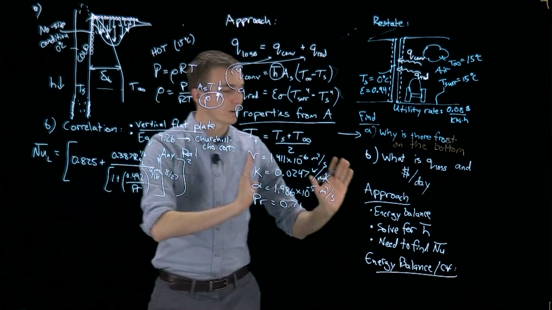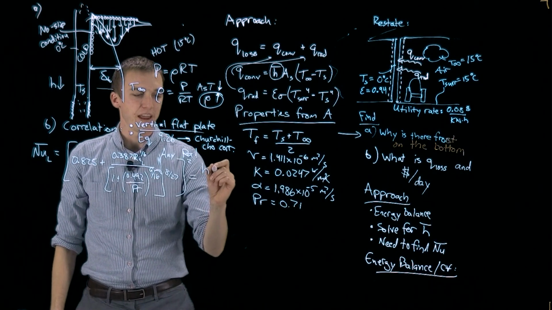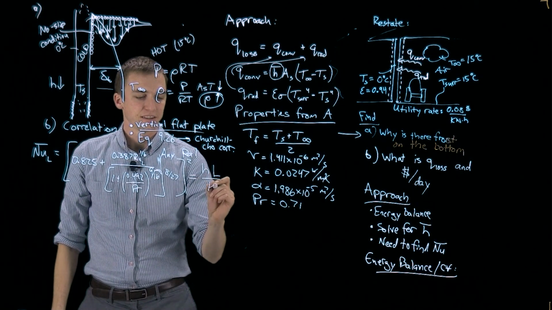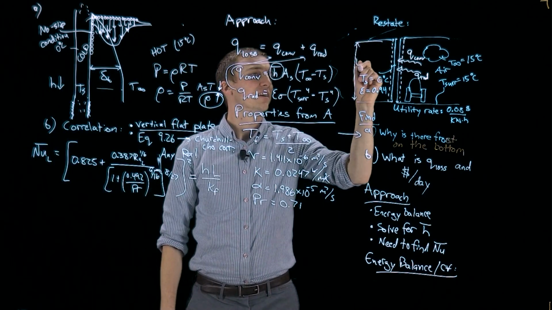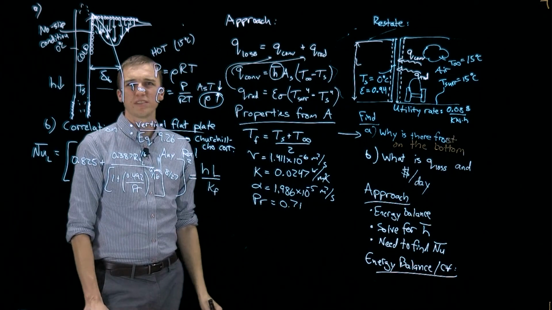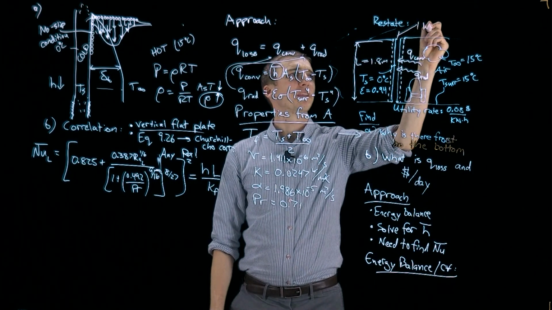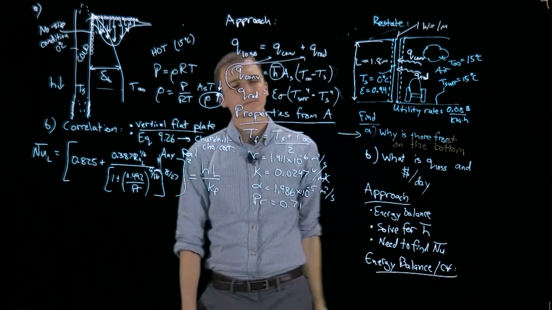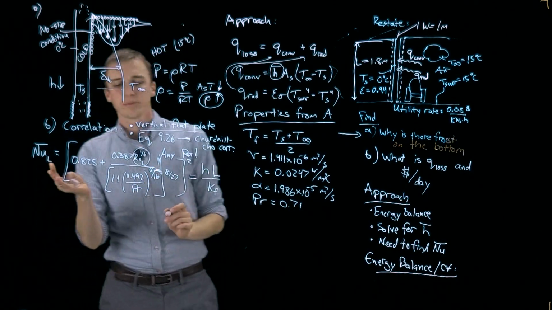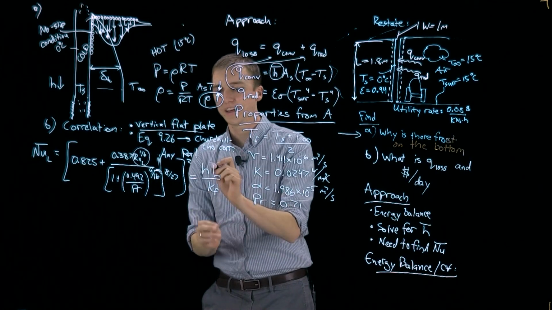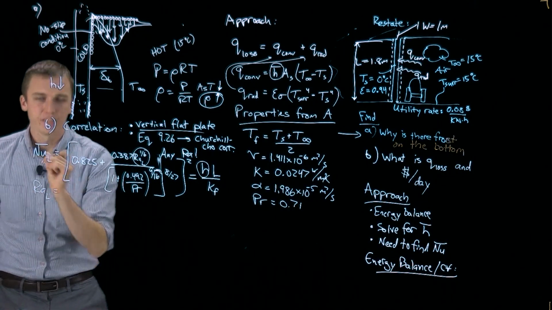And remember, we're going to use our correlation to solve for H, because the Nusselt number is also equal to H times L over K of the fluid, where L is the height of our window, which actually was given to us. I forgot to restate that. It is 1.8 meters, and the width of our window is 1 meter. Okay, so if we can find the Rayleigh number, plug it into this correlation, set it equal to HL over KF, we can find H. So now we just need to find the Rayleigh number.